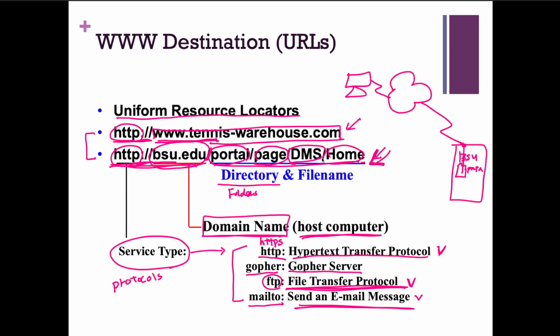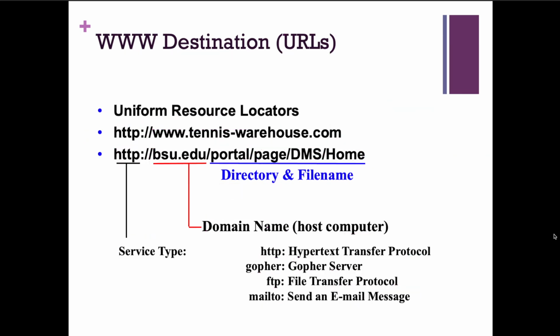So this is just an illustration of how this URL is composed. It has a service type or protocol at the beginning and a domain name. Now I'm going to clear out this one because it's so confused right now. So let me delete it. Okay, so let's do it again.